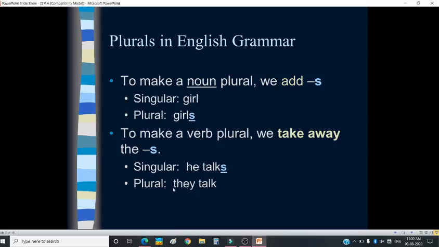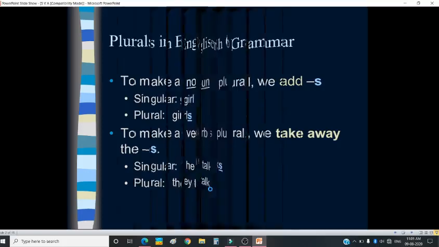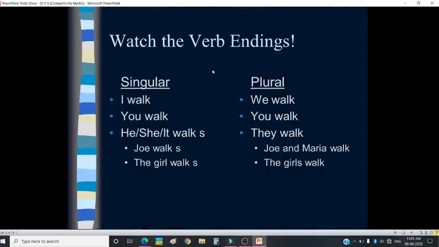Okay, what is the case of plural? Then if it is plural, we need not add s with the verb. They talk. It is an easy way to learn this method. Okay, so only in the case of singular we are adding s. If it is the case of plural, we are not adding anything. We have to use verb one. This is verb one.